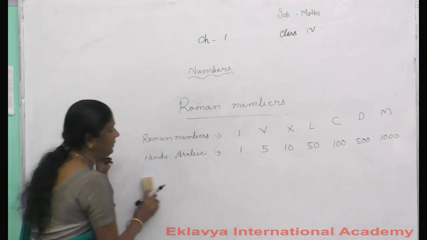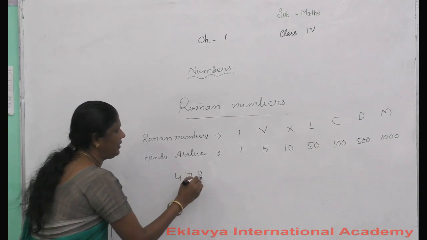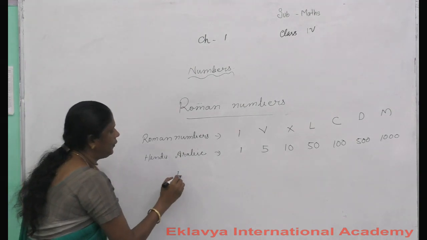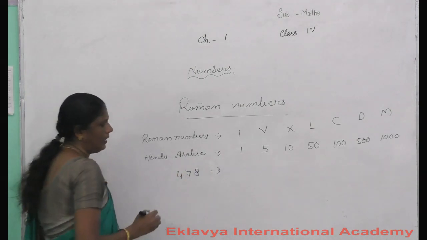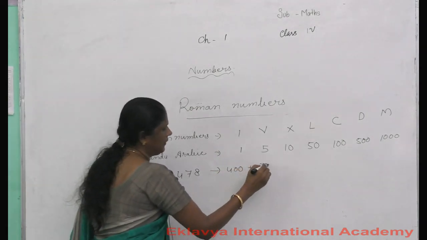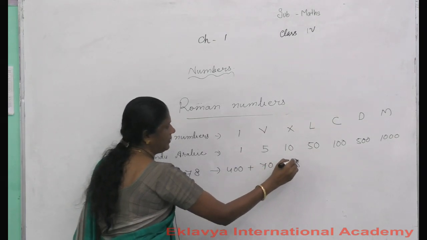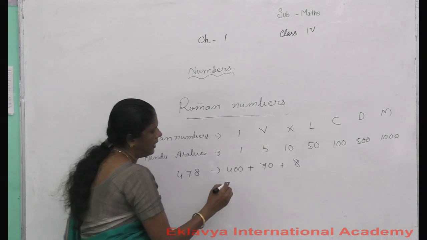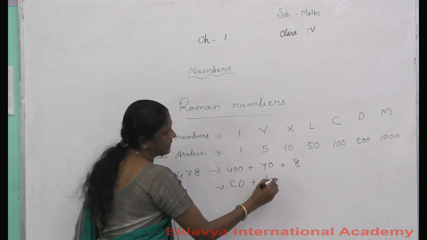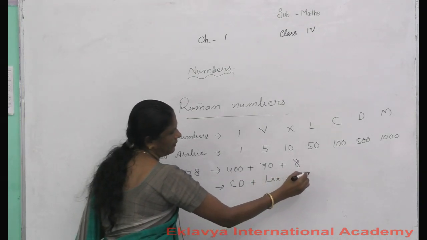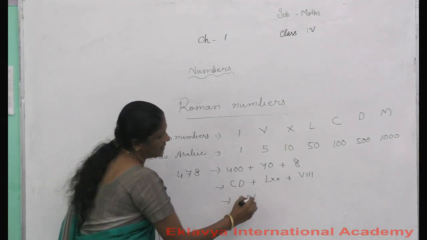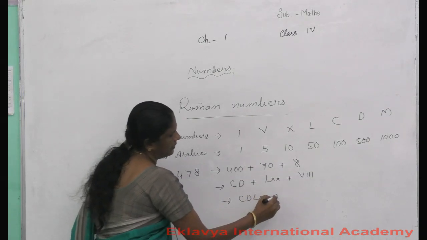Then for example, 478. How to write 478? First you write the expanded form. 400 plus 70 plus 8. Then 400 we write CD, plus 70 LXX, plus 8. Then we write the full number.